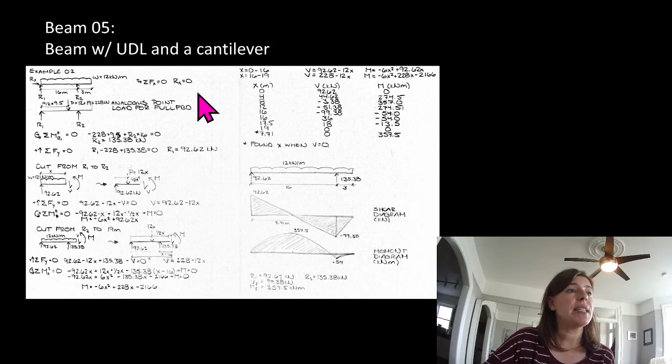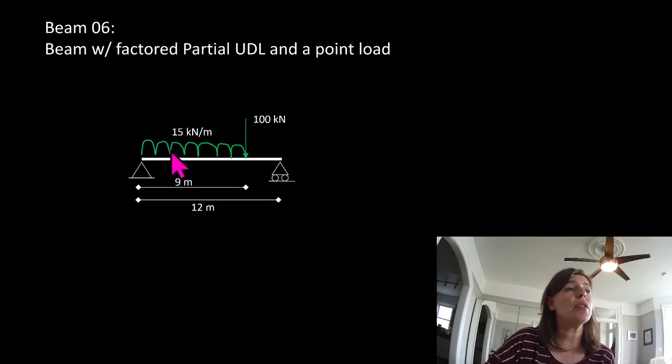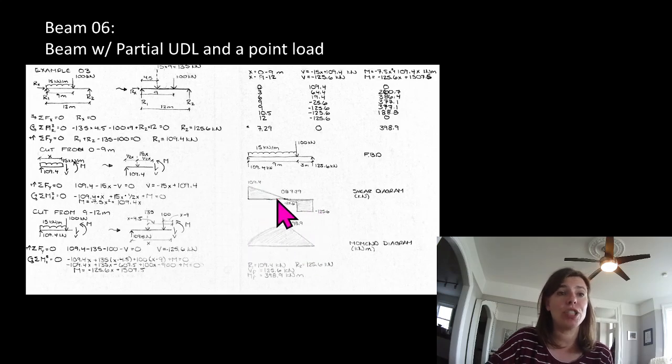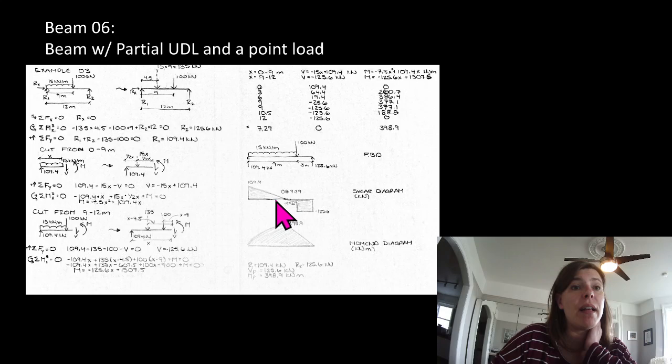This is the one we just did. And then here is one with a uniformly distributed load to partway and a point load on it. There's no beam loading table for this. There's a beam loading table for this, and there's a beam loading table for this. So this is one where it might be handy to instead use method of sections. And so that's what I did here for this. And look, you can see our bending moment diagram and our shear force diagram drawn out to scale here for you.